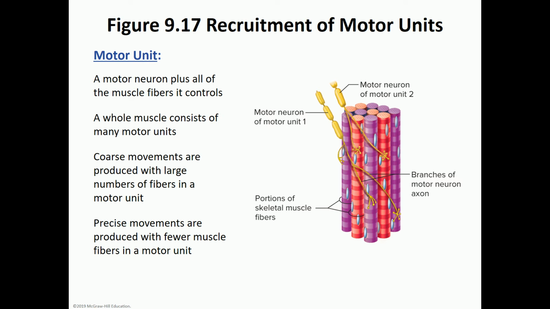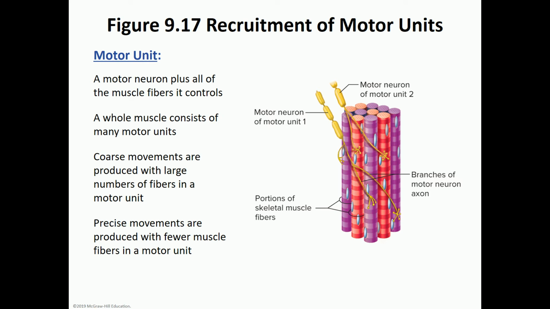Now, motor units are different from one muscle to another. So, for example, if you need these very coarse kind of movements, think about your back muscles. You don't need fine movements of the back. Usually we are either standing or sitting, and the back muscles give us more of this coarse movement. So we would have bigger motor units, where each motor neuron would innervate a bigger number of muscle fibers.